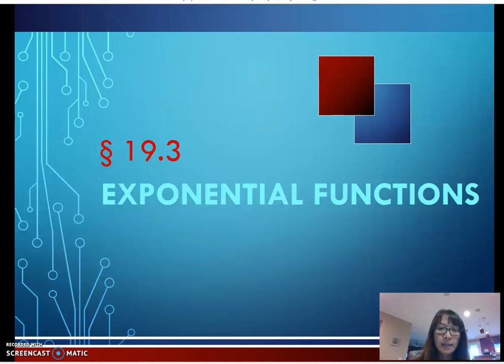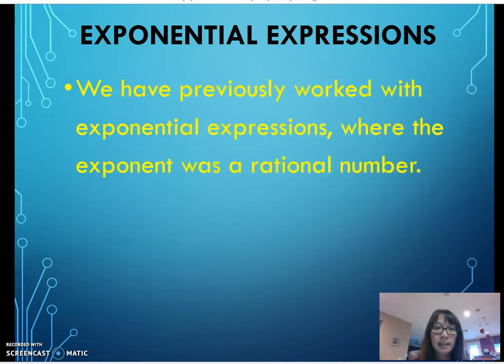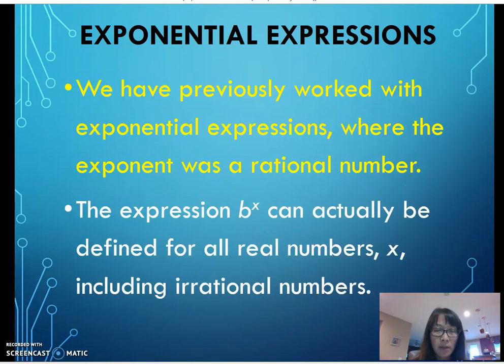We are looking at a section on exponential functions. We have previously worked with exponential expressions where the exponent was a rational number. And so in this section, we will deal more with solving equations and also looking at some word problems, application problems. The expression b to the power x can actually be defined for all real numbers x, including irrational numbers.